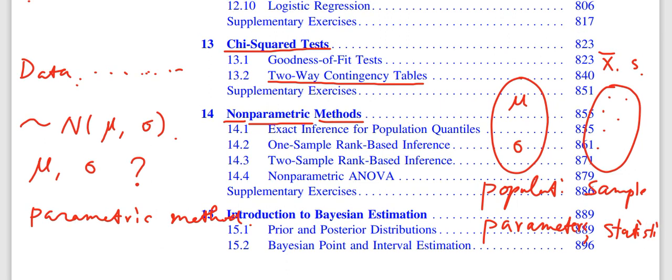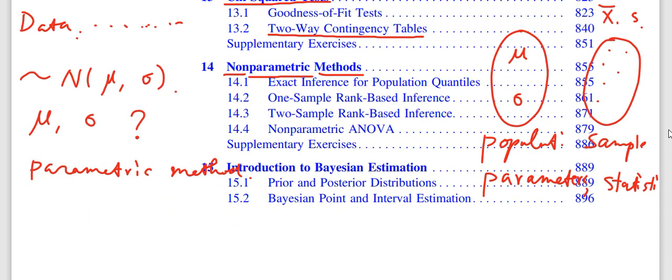Okay. But anyway, parametric method means we assume something. We only don't know those parameters. Like we assume this is from a normal, or we assume this is from an exponential distribution, and the only thing we don't know is beta, this coefficient. Or we assume this comes from a gamma distribution. We only don't know those parameters. So those are parametric methods.